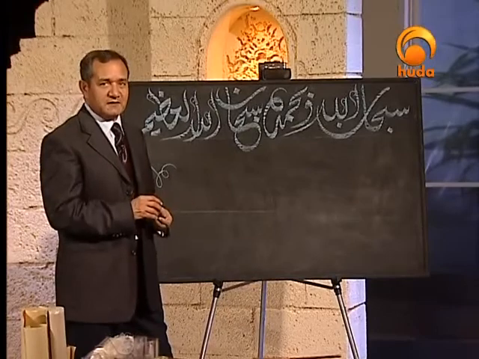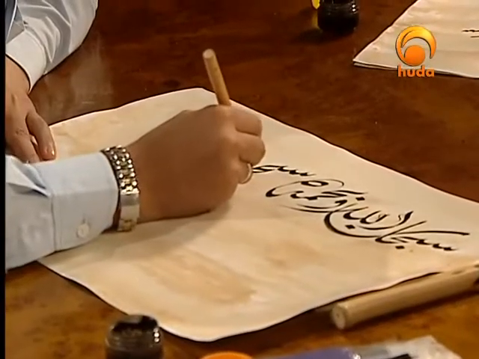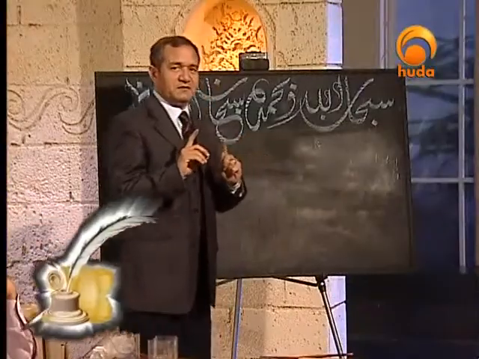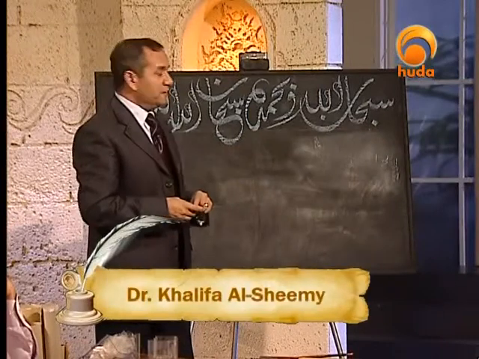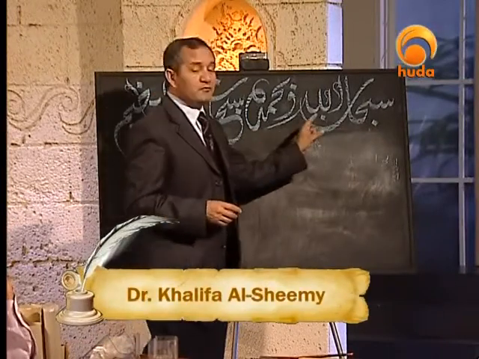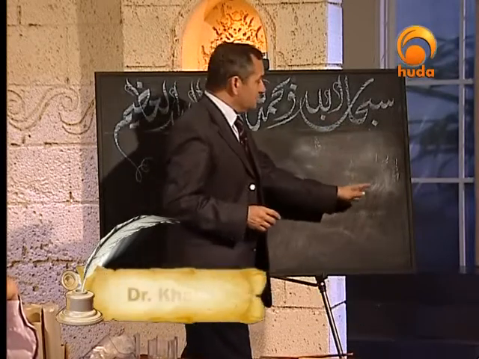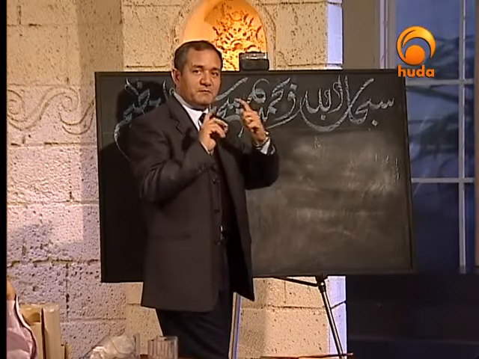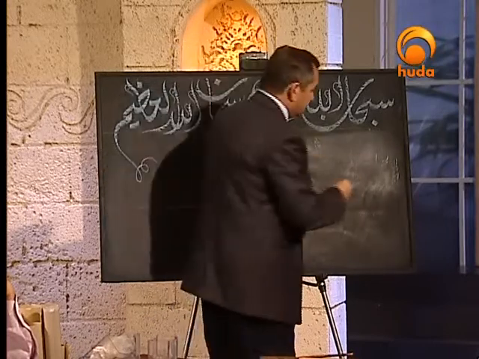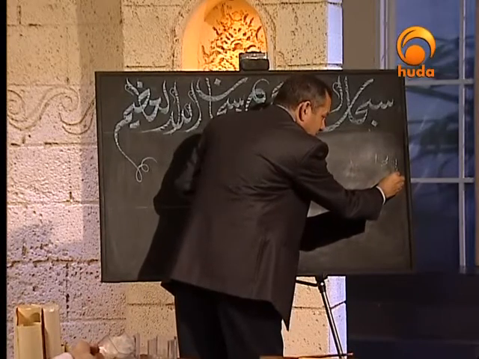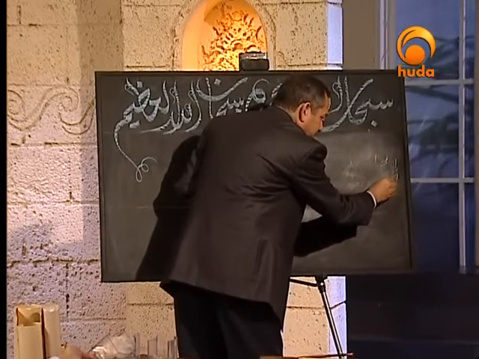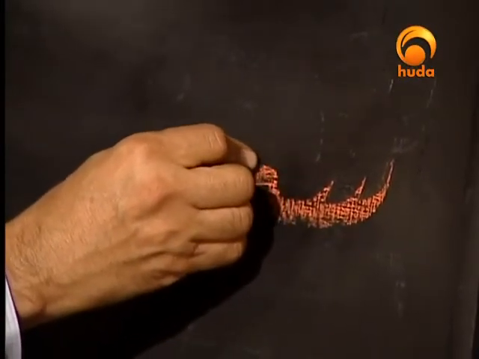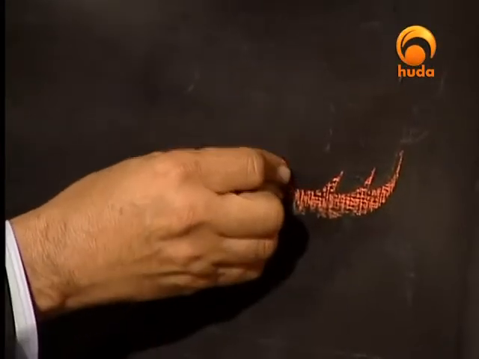Now I'm going to write the same sentence in Diwani to see the difference between both styles. I would like you to follow me when I'm writing the letters, because it's the same sentence, so you can see the difference while I'm writing the text. I'll start with the sin of Subhan. Here there is not too much curve up. The curve here of ba also.